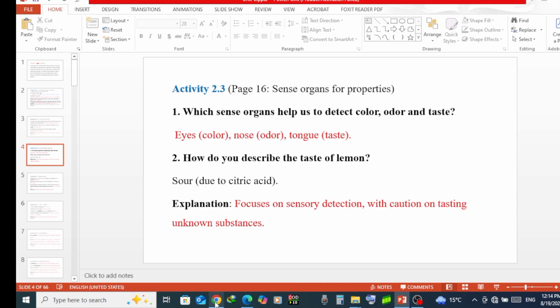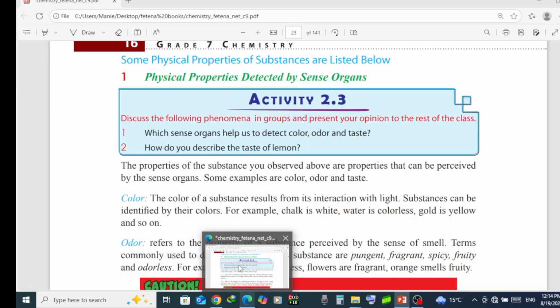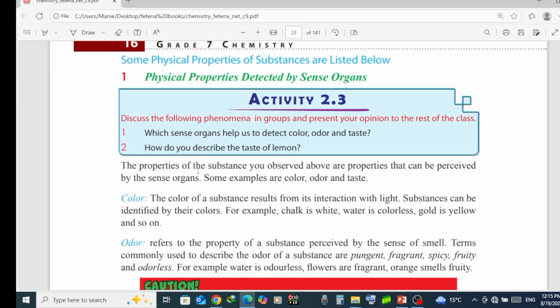Alright, now let's pass to the next part. The properties of substances you observed above are properties that can be perceived by sense organs. So the physical property of a substance can be described using sense organs. Some examples are color, odor, and taste.